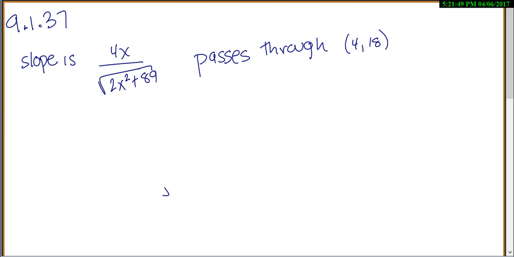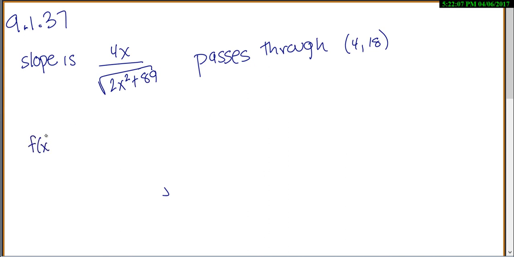This is 9.1.37, and so we're told that we have a function, and this function's slope is 4x over the square root of 2x squared plus 89, but it passes through the point (4, 18), and we're supposed to find this original function. So first of all, what we're going to need to do is integrate.